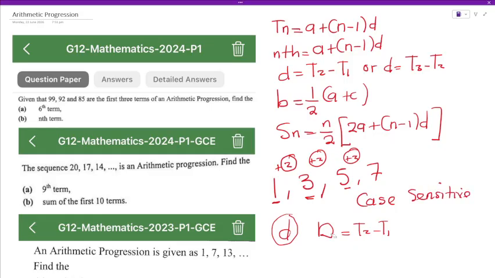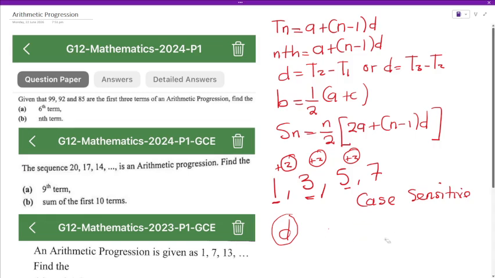It simply means if the formula has a small letter d, it must be a small letter d. Okay? Don't change it to a capital letter D. The examiner will think, oh, I've never seen this before. Where is this person getting this from? Okay?